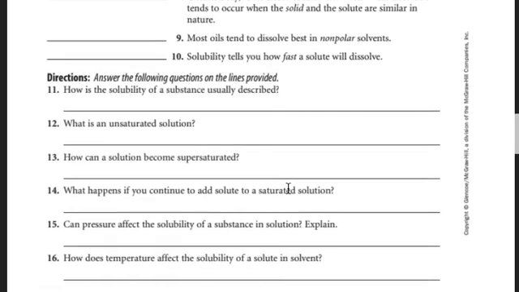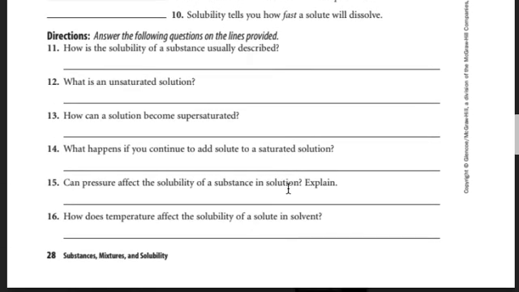That's our solubility measurement. Directions for 11 through 16. Answer the following questions on the lines provided. 11. How is the solubility of a substance usually described? Well, if you think about something's solubility, to say, will this dissolve or will it not dissolve? So the scientific measure is how much of this will dissolve in 100 grams of solvent at a given temperature.